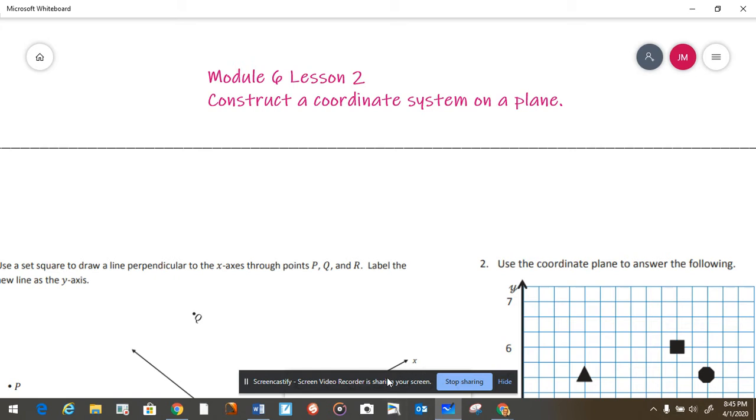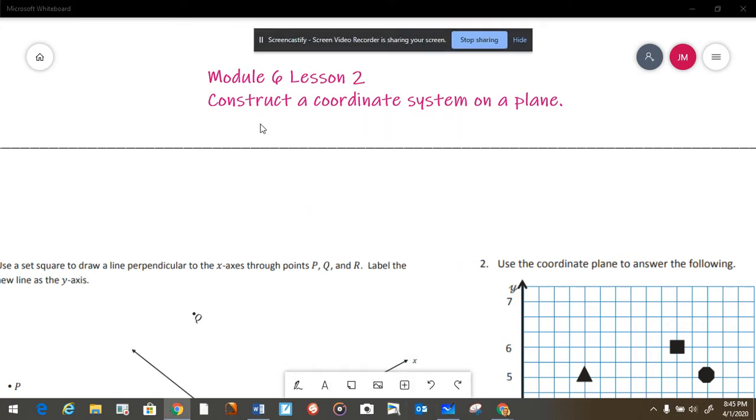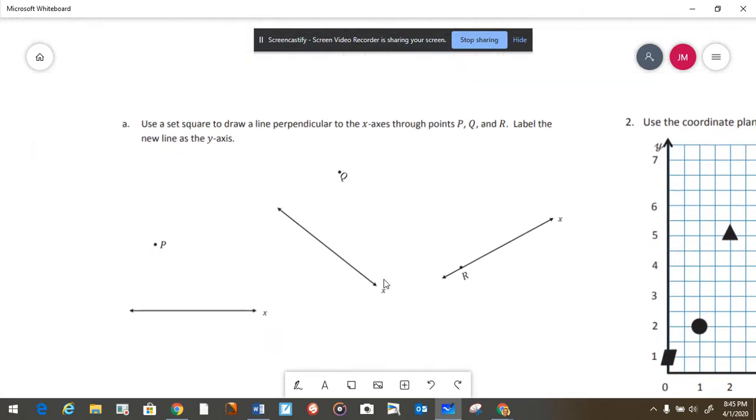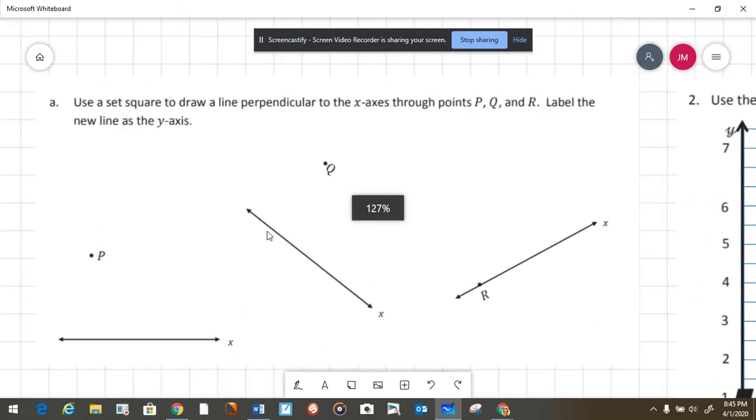In this lesson, we're going to construct a coordinate system on a plane. All right, let's get right to it. So here we go. We're going to start with this right here. This is our first step.